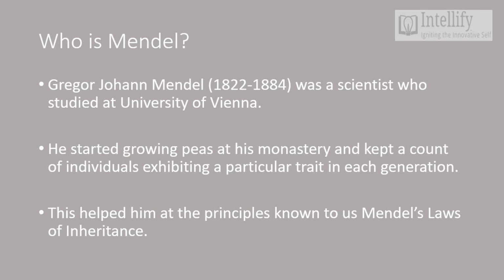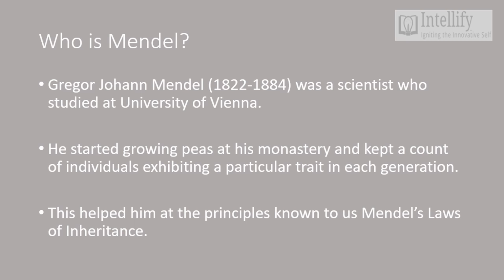Now, who is this Mendel? Gregor Johann Mendel was a scientist who studied at the University of Vienna. He started growing peas at his monastery and kept a count of individuals exhibiting a particular trait in each generation. This helped him arrive at the principles known to us as Mendel's laws of inheritance. Basically, he is the scientist who formulated Mendel's laws of inheritance. It is with those laws that the topic of inheritance is known to us.